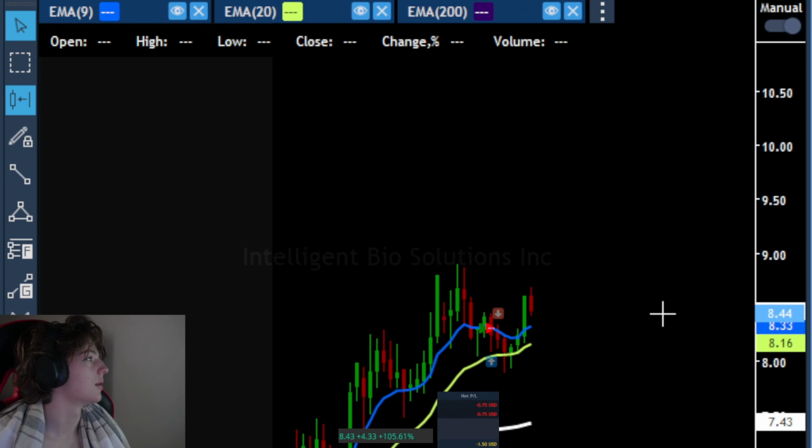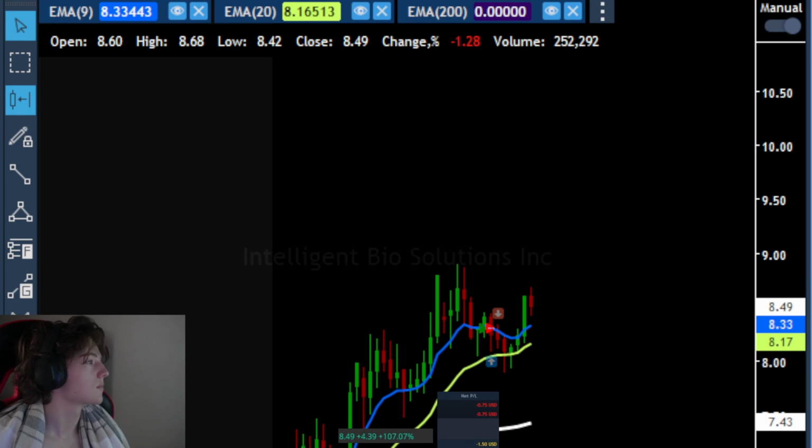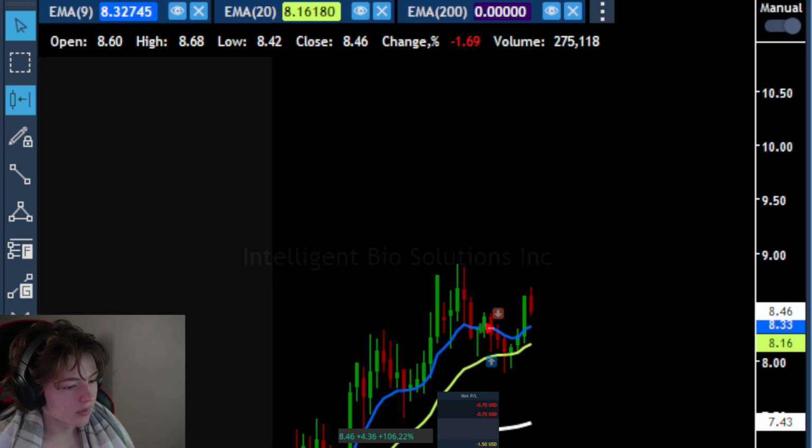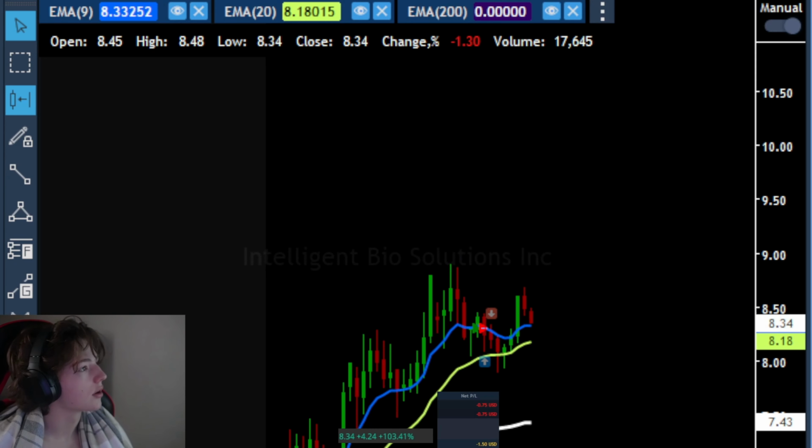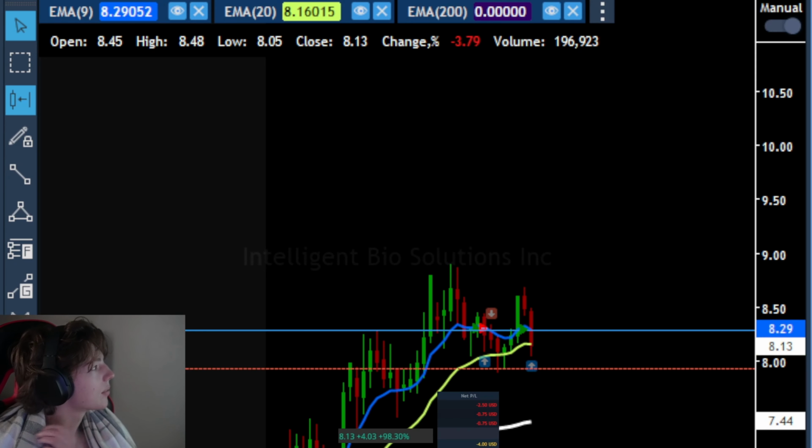It's pretty much there, but it did cross, on lower volume on the red candle. I will enter if it hits the 9 moving average, 833. Take profit at the highs.